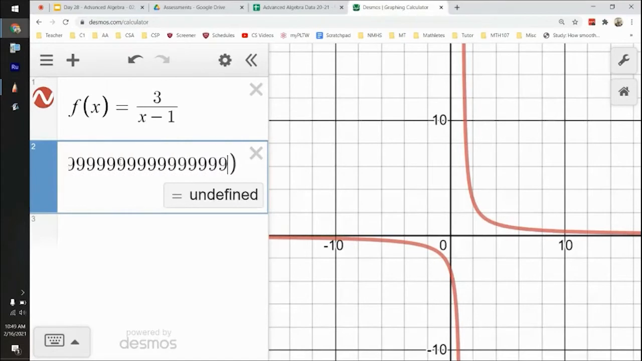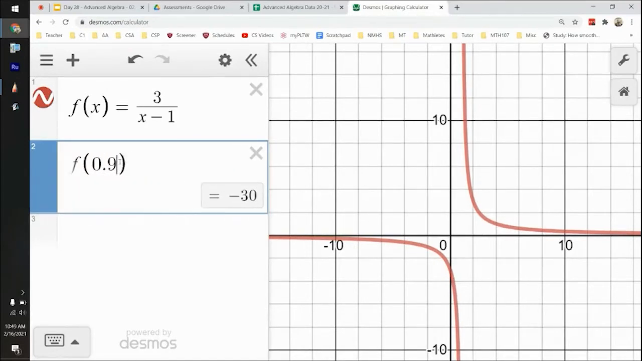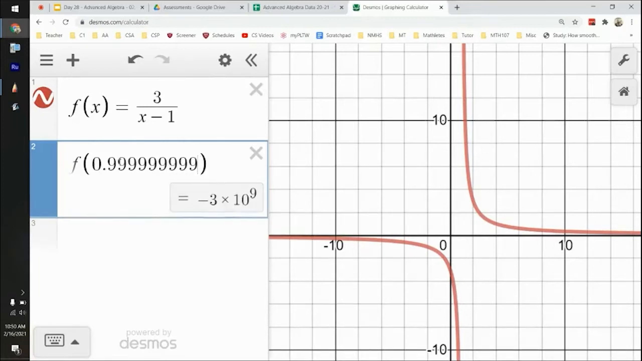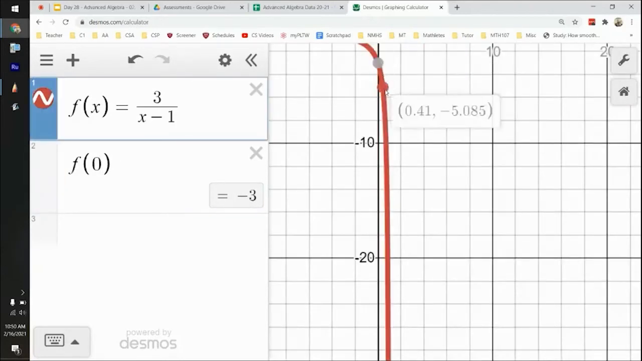Oops, I just overloaded Desmos. But what do you notice? Where's this going? What's the trend? 0.9, 0.99? Where's that going? Anybody? A negatively bigger and bigger number. What's negative a bigger and bigger number? Negative infinity. Okay, if you notice the graph, if I'm going from 0.99, this side right here, it's going to negative infinity. So that kind of makes sense.